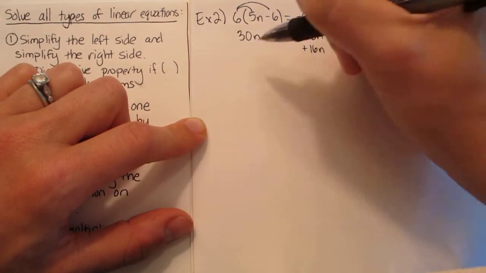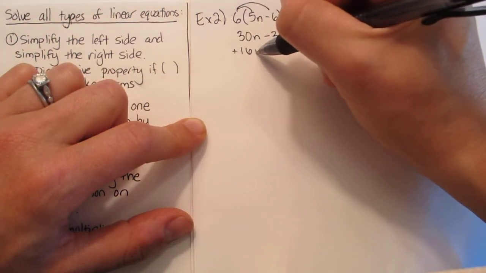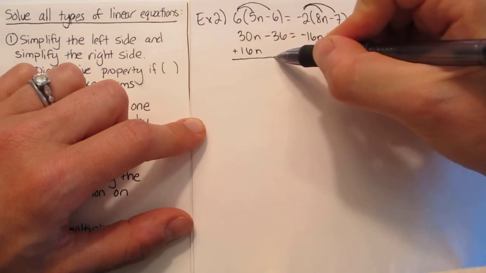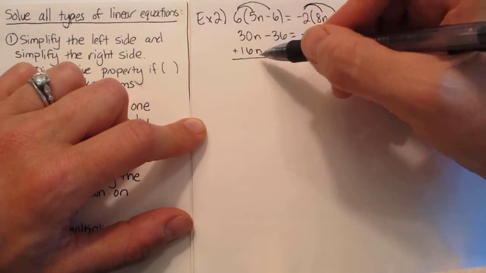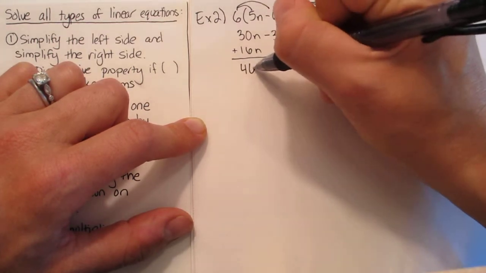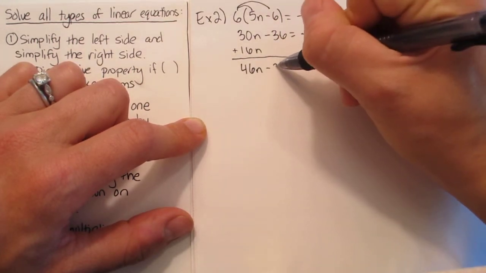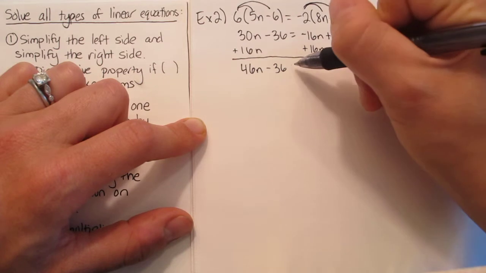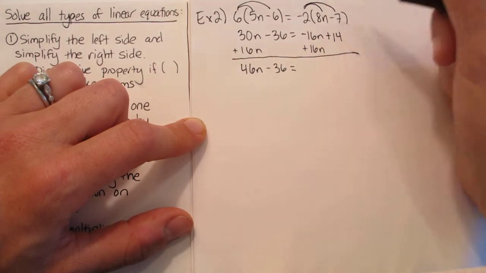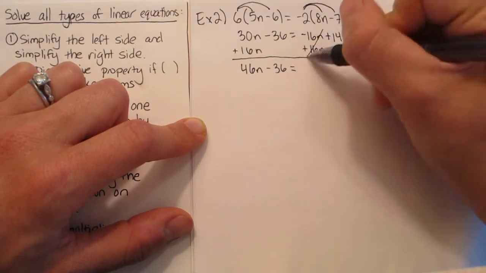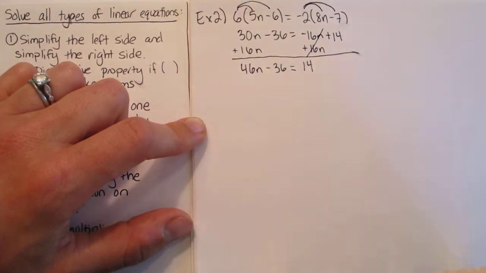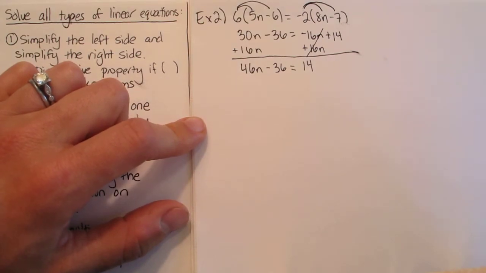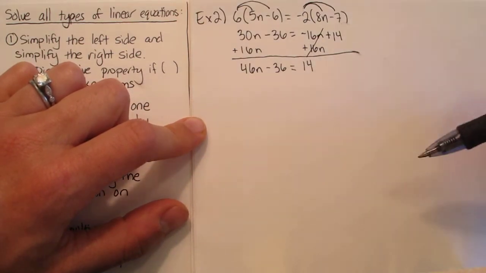So plus 16n, plus 16n. I want to move that whole term. Let's see what we've got. 30n plus 16n is 46n. Bring down the minus 36. Bring down the equal sign. Negative 16n plus 16n is 0, so I just need to bring down that 14. And like magic, I'm down to a two-step equation. It's not really magic. We used a really systematic approach.